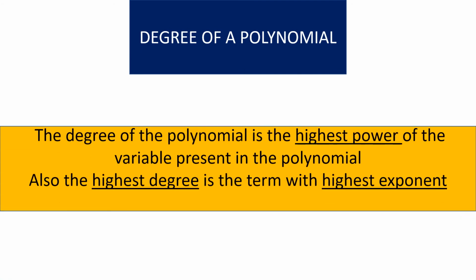Now let us see what is the degree of a polynomial. The degree of a polynomial is the highest power of the variable present in the polynomial. Also, the degree always denotes the highest degree. If in the question you are asked to find the degree of the polynomial, it means always the highest degree. So the highest degree is the term with the highest exponent.